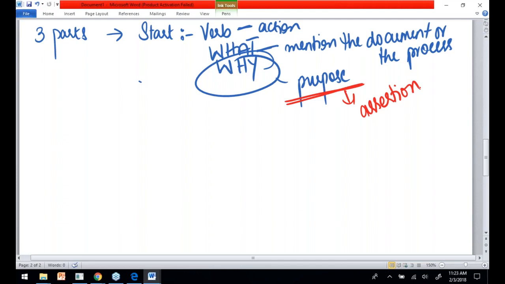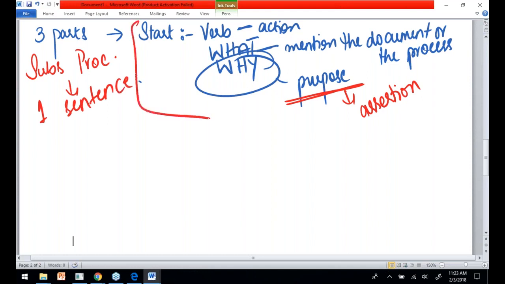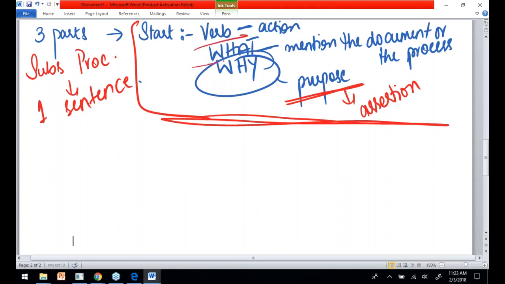Listen to this carefully. Your substantive procedure will always be written in one sentence. It should be one sentence. Your sentence should have 3 components. Again, like all audit procedures, a verb, a what, and a why. Verb would be an action. What would be a document or a process? And why would be the purpose or the assertion, right? All right, let's take the example of the first.